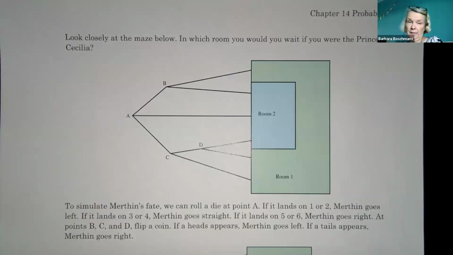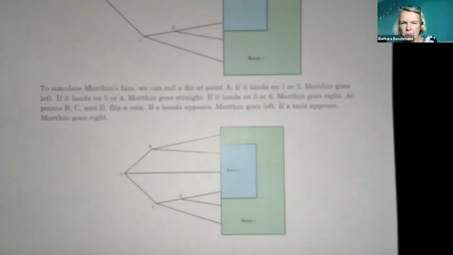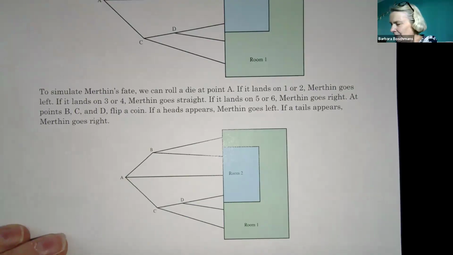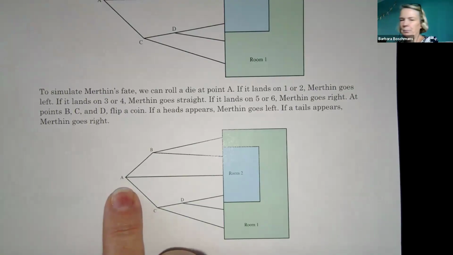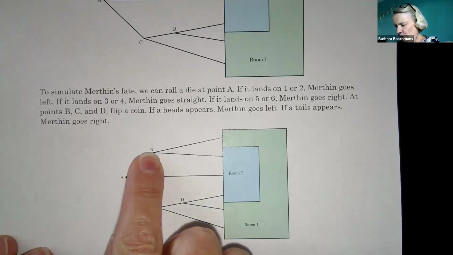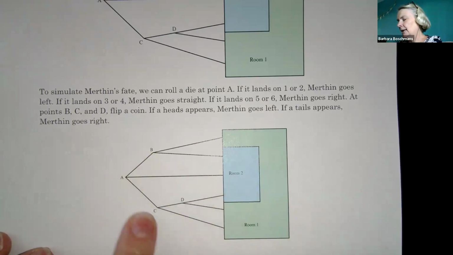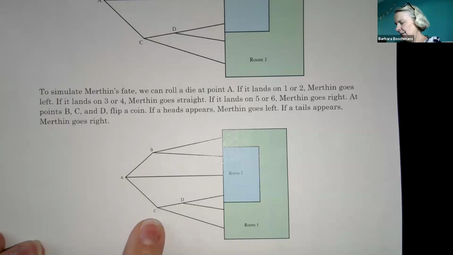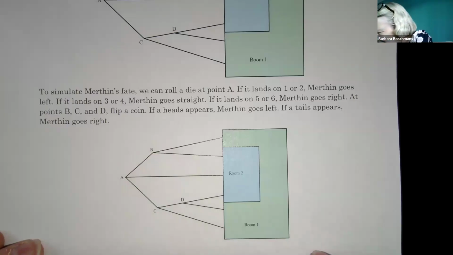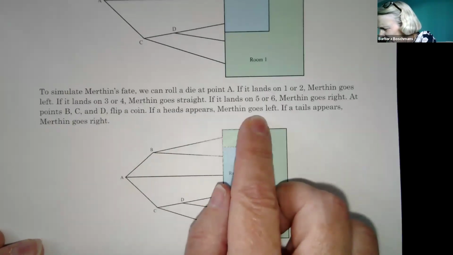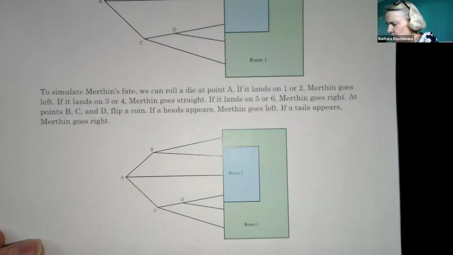And now we're going to simulate this. We don't want to actually do this and have him eaten by wolves. So to simulate the fate, we can roll a die at point A. If it lands on one or two, he goes left to point B. If it lands on three or four, he goes straight into room two. If it lands on five or six, he goes right and gets to point C. If he gets to B or C, he's going to flip a coin. If heads, he goes left. If it's tails, he goes right.